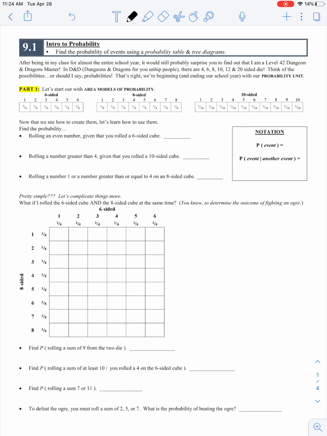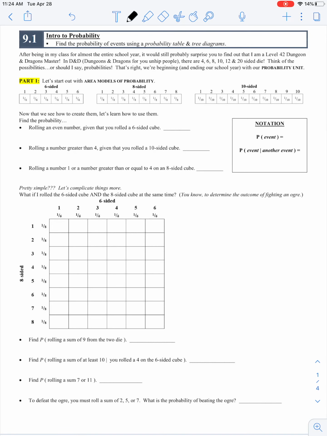Hello, College Algebra. We are on 9.1 Intro to Probability. This is kind of where we're going to end our school year. So you've done probability before in the past, but these are two methods to find the probability of certain events. So you may or may not have seen these before. Our goal is to find the probability of events using probability tables and tree diagrams. So we are kind of ending and beginning the year.